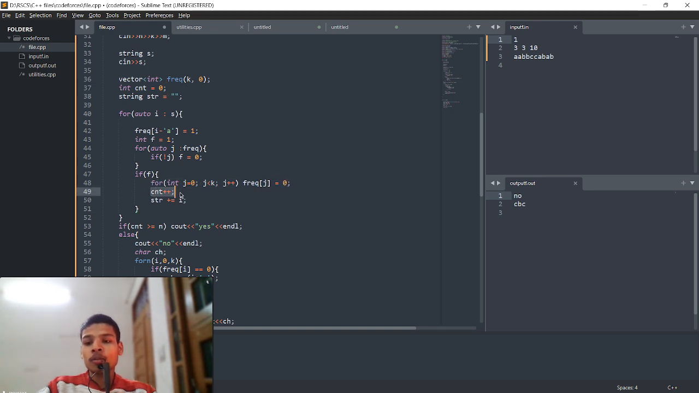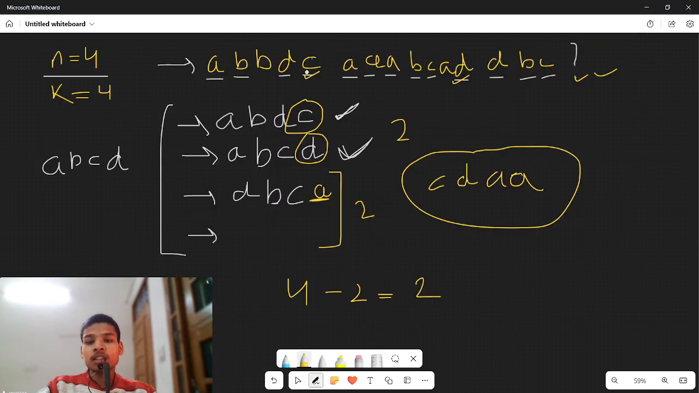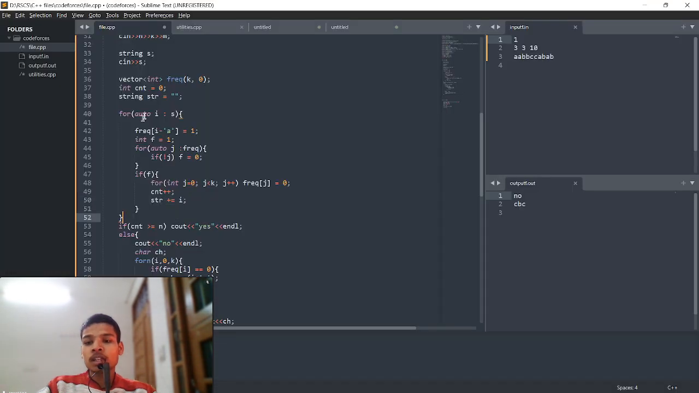I'm increasing my count of pairs, because you can see my total requirement is n pairs, and marking the last character, which you can see here is C, a character by adding which I'm able to complete my pair. So the current character i is the character which I am adding in my frequency so that my string is completed. That's why I'm adding i in my string.